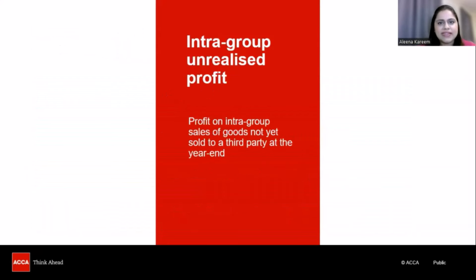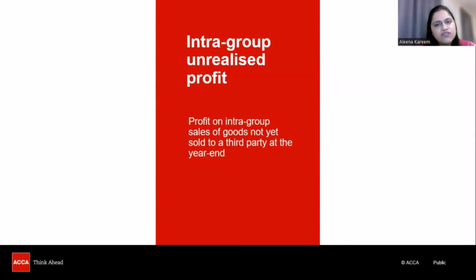Now, something that I said we'll discuss shortly, a very important part: intragroup unrealized profits. When we are talking about parent and associate company, many times they are involved with each other in terms of trade also. So one aspect is the shareholding, but the other is the operational side also. Parent sells goods to associate company, associate sells goods to the parent company. So how do we account for these transactions?